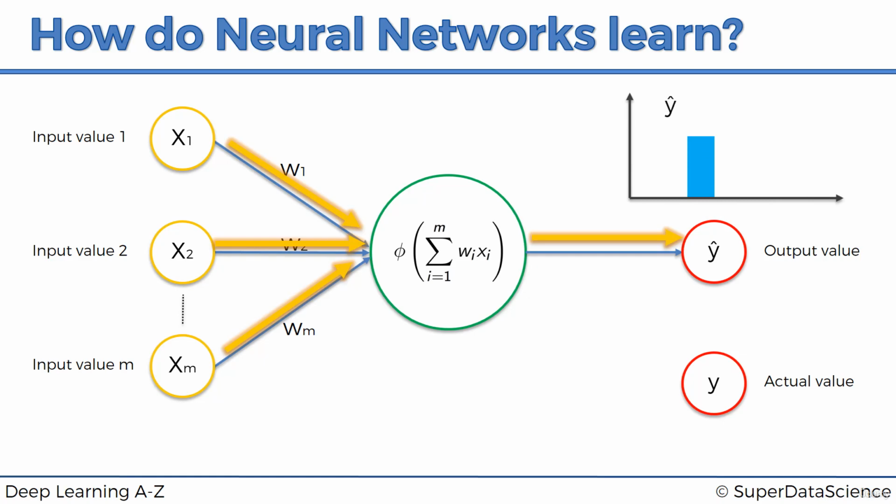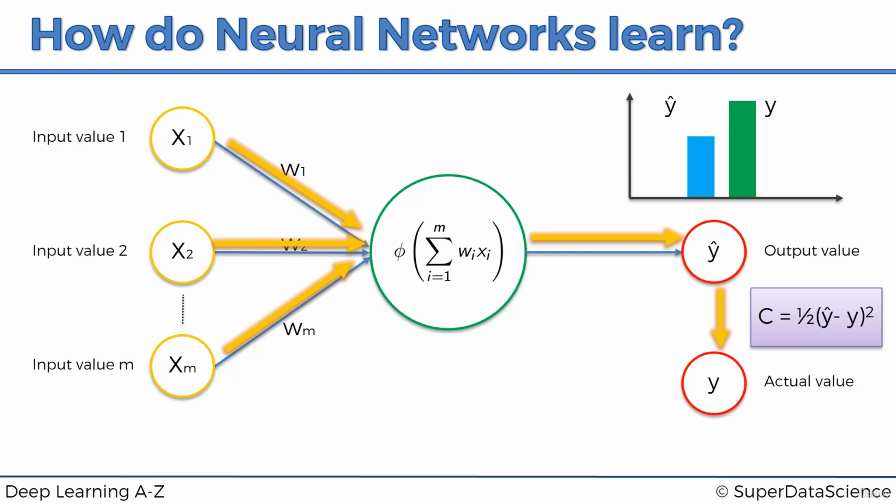In order to learn, we need to compare the output value to the actual value that we want the neural network to get, and that is the value Y. If we plot it here, you'll see that there's a bit of a difference. Now we're going to calculate a function called the cost function. It's calculated as 1/2 of the squared difference between the actual value and the output value.